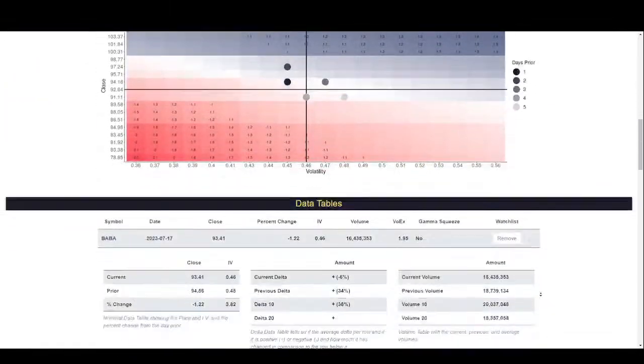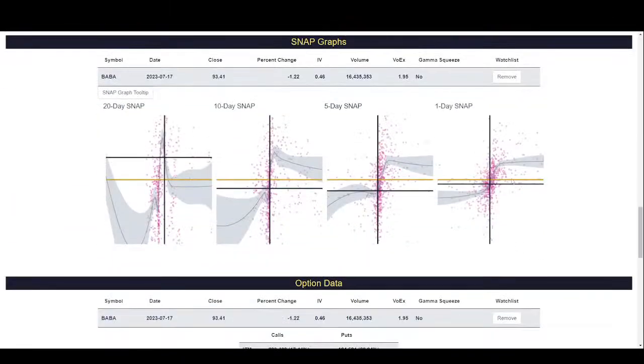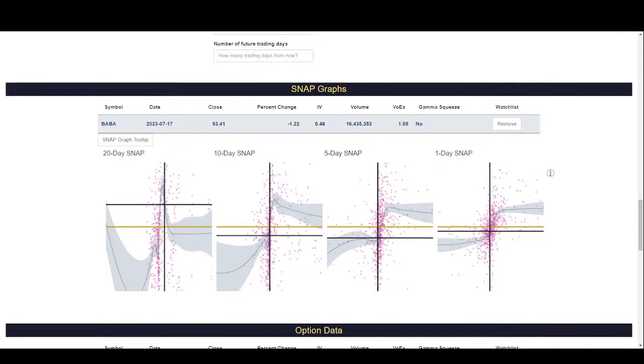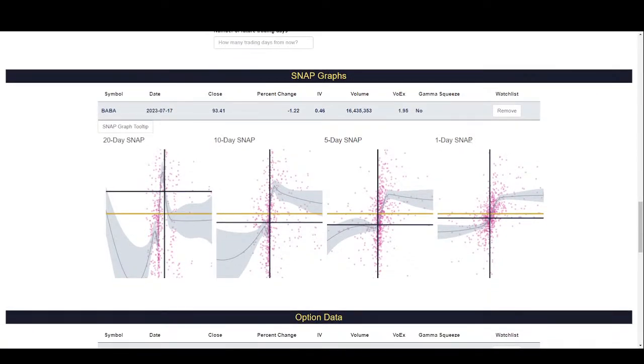What do the snap graphs tell us? The snap graphs tell us that based on the past 3 years of Voex data for BABA specifically, for the 1 day we should expect bearish price action. The 5 day, we can expect bearish price action. The 10 day, we can expect bearish price action, but the 20-day is bullish.